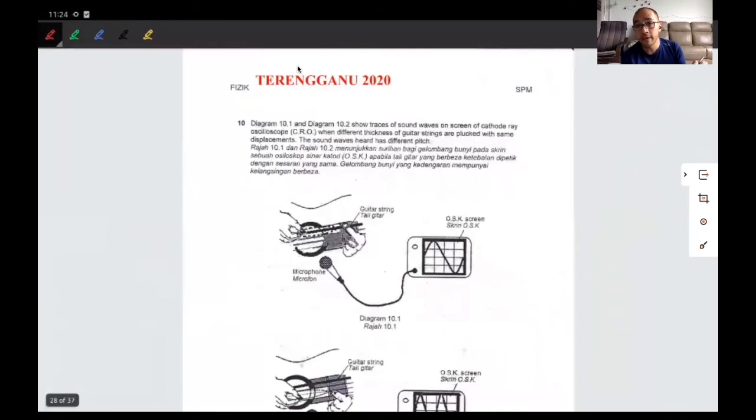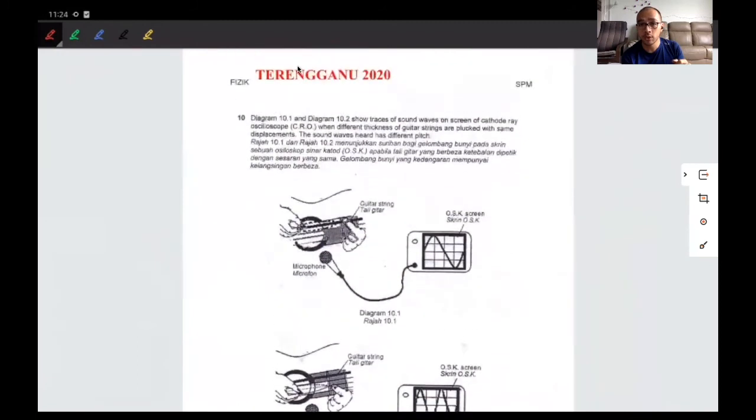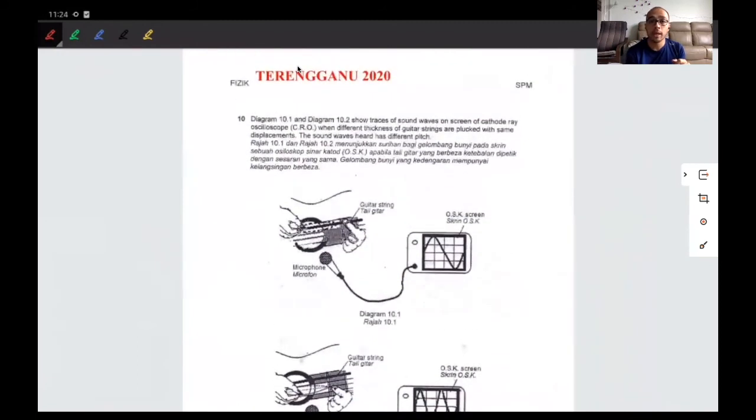So this interference question seems to come only in Terengganu 2020, and in section B. If you notice before this, the hotter question seems to be the satellite question. But there is also this question.